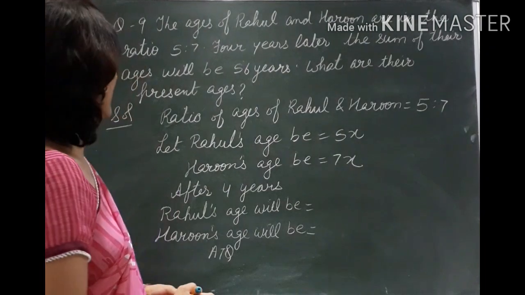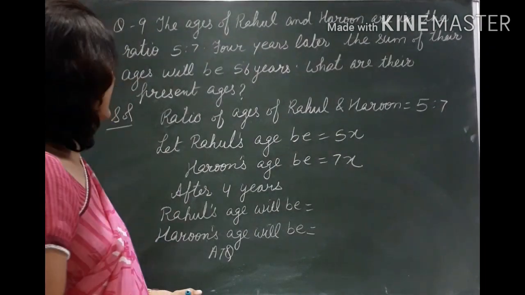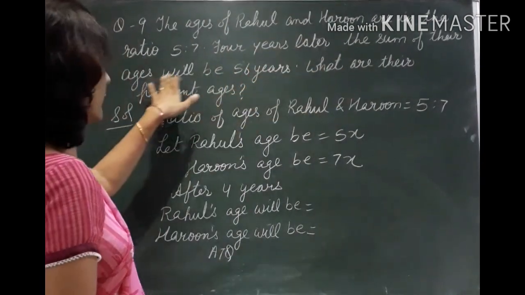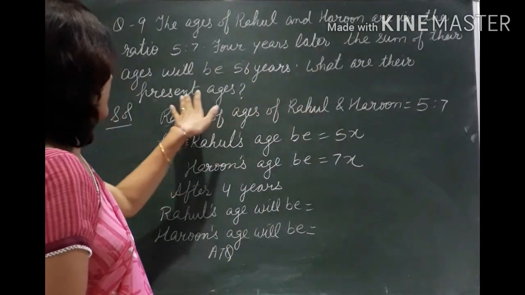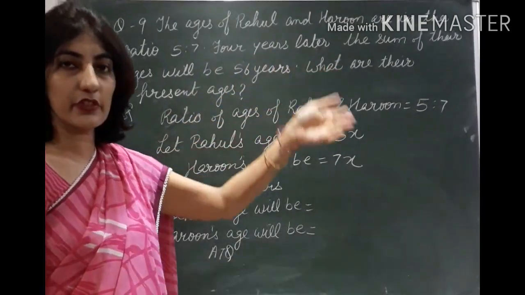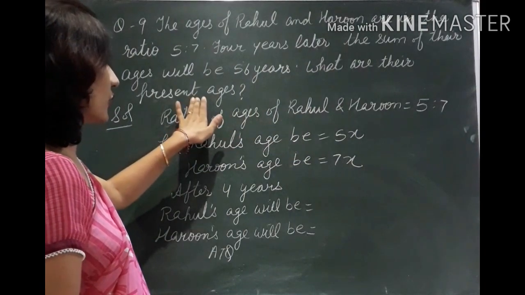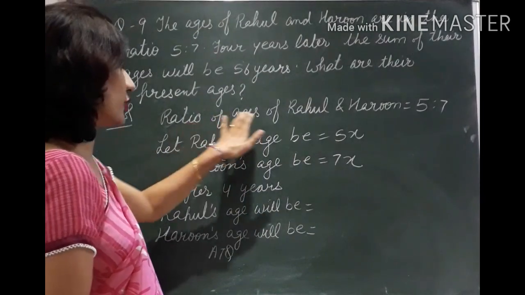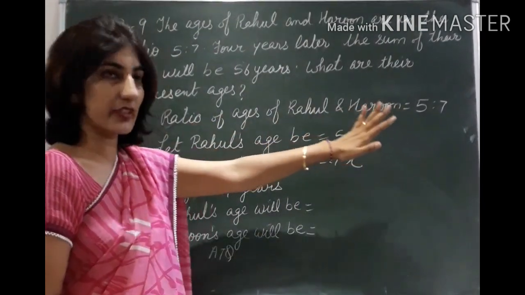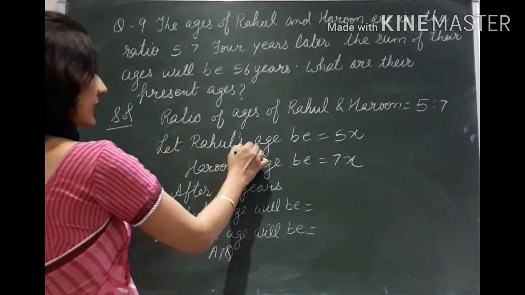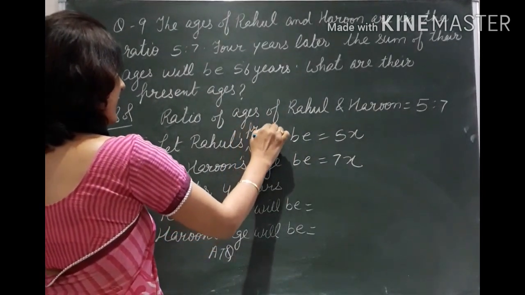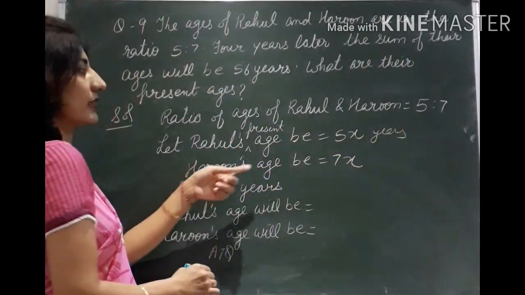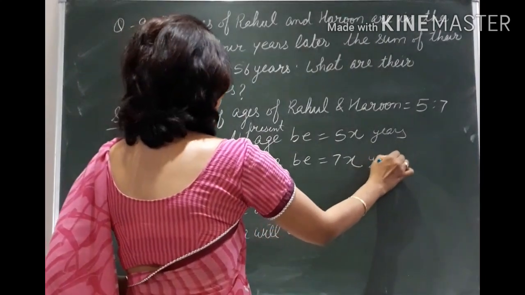Moving to question number 9: the ages of Rahul and Harun are in the ratio 5:7. 4 years later, the sum of their ages will be 56 years. What are their present ages? 4 years later means after 4 years. So we will assume the present ages of Rahul and Harun. First statement I have written: the ratio of ages of Rahul and Harun is 5:7. Let Rahul's present age be 5x years and Harun's present age will be 7x years.